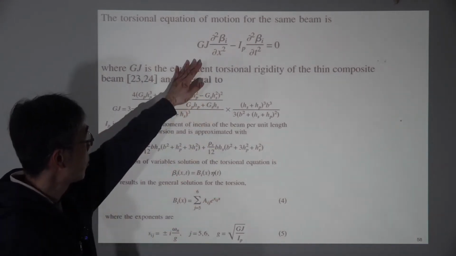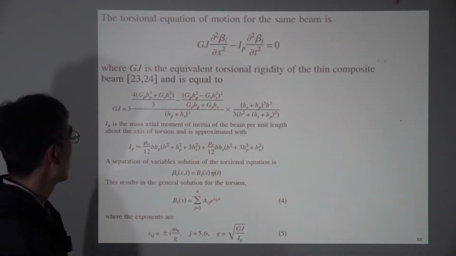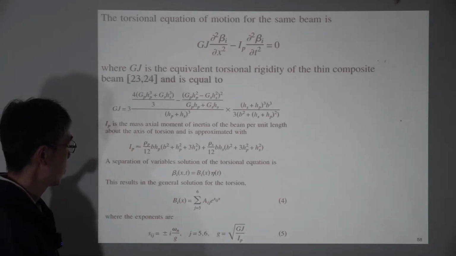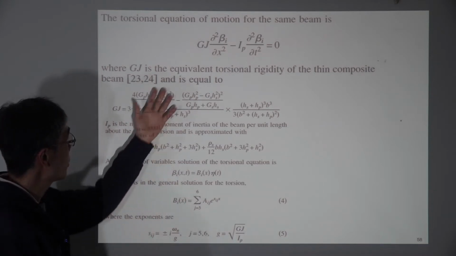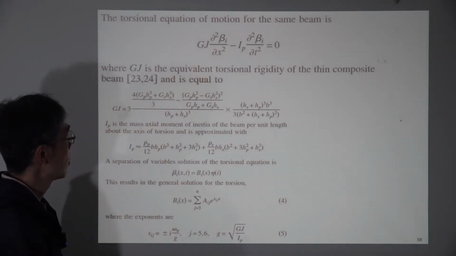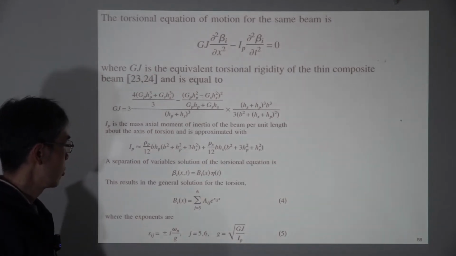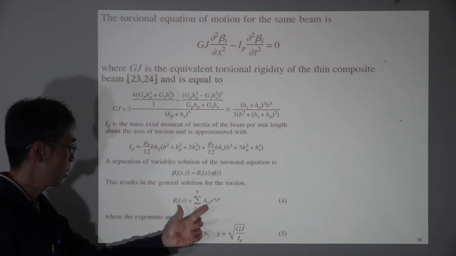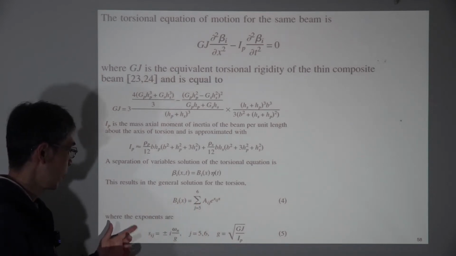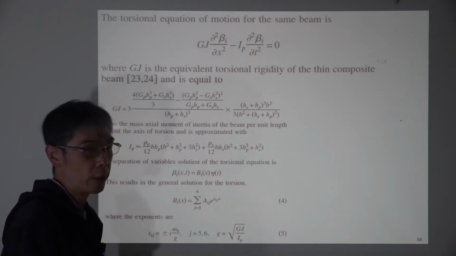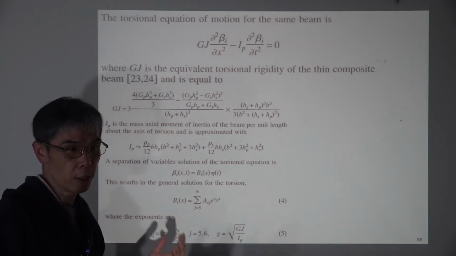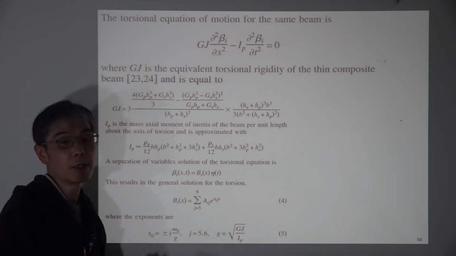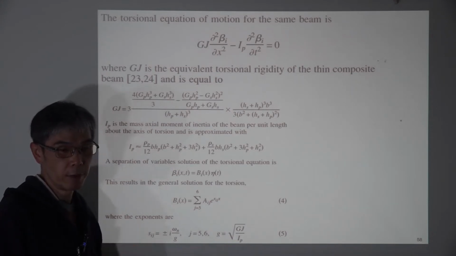And this one is for torsion motion, and this is the equivalent torsional rigidity. To solve this equation of motion for the torsion, we could use separation of variables and assume the solution form here, and solve the characteristic equation and get the characteristic values, the eigenvalues, which give the resonance frequency of the device.